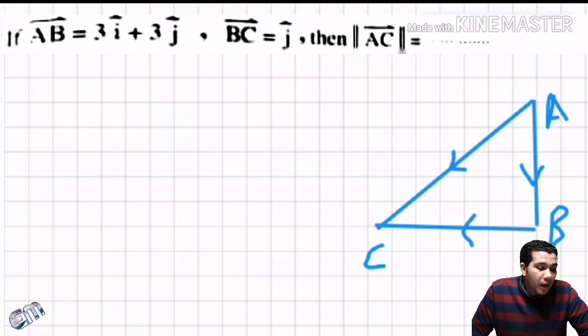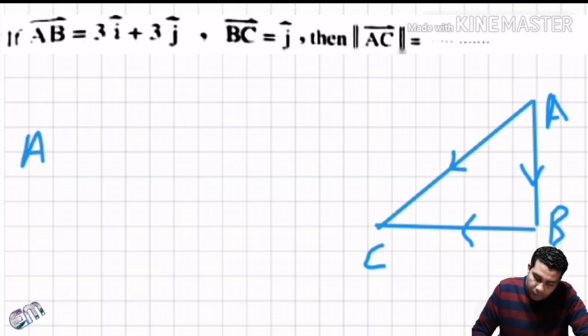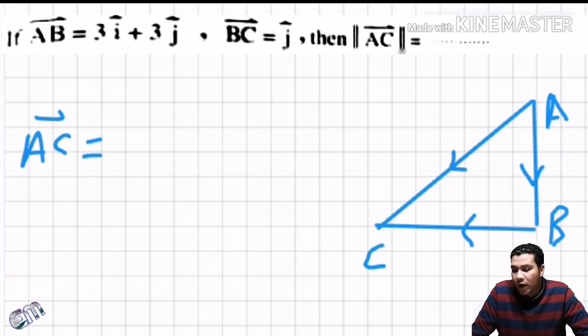Question number 1. If we have AB vector equal 3i plus 3j and BC vector equals j, then find the norm of AC. To find the norm of AC, first find AC vector. AC vector equals, from drawing, if you draw the triangle ABC, represent AB vector, BC vector and AC vector.